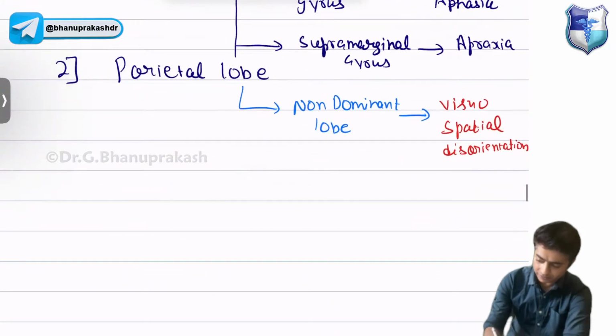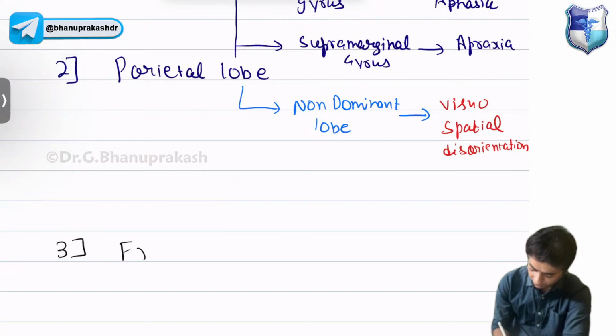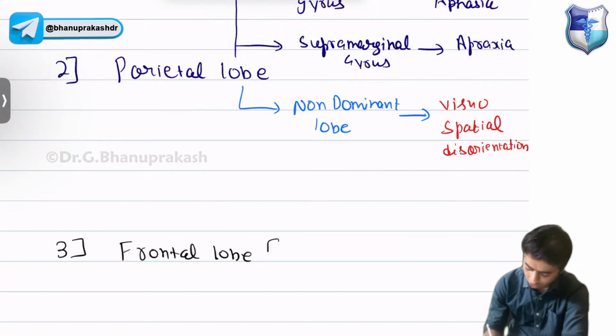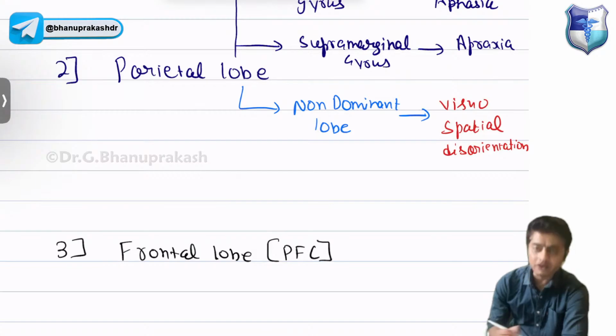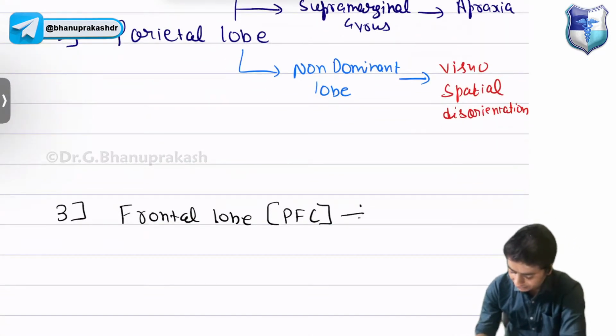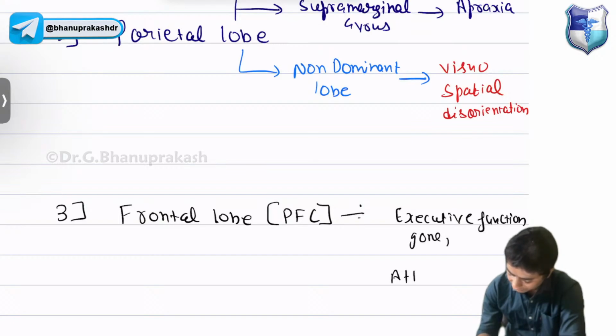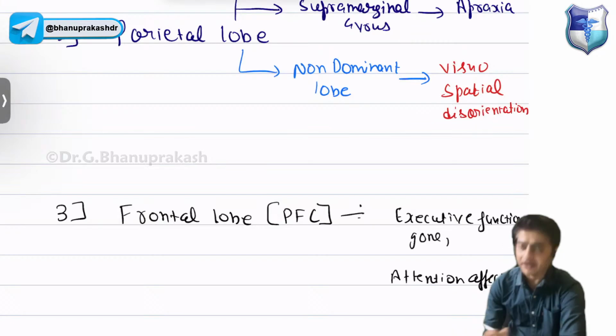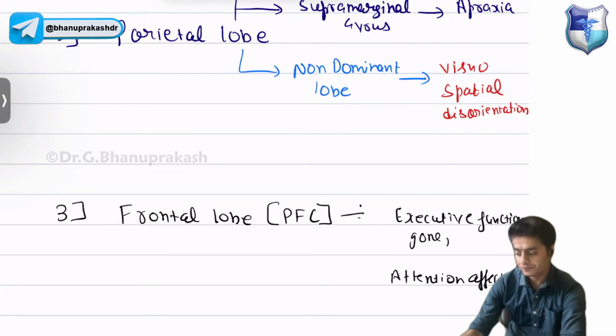And after that, which lobe will be coming? After that, your frontal lobe. And in the frontal lobe, your prefrontal cortex. And you all know, in the prefrontal cortex, what all things will be affected? Your executive function. Executive function gone. Your attention is affected. Okay, everyone.